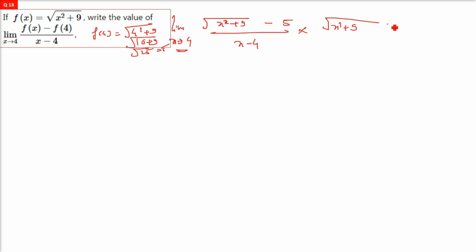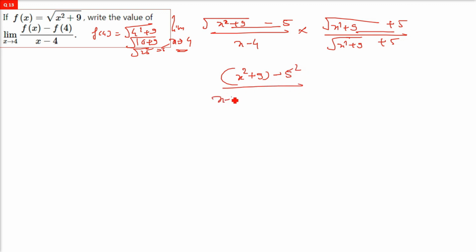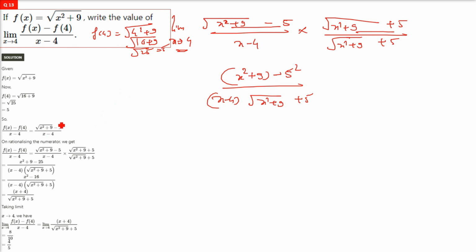Multiply numerator and denominator by the positive of the numerator, so under root x square plus 9 plus 5. You have a square minus b square, because a plus b, a minus b is in the numerator. Under root x square plus 9 whole square is x square plus 9, minus 5 square. You have x minus 4 into under root x square plus 9 plus 5. Those who want to do by themselves, the answer is here. You can just have a look. Or those who are following me, just take the next step now.